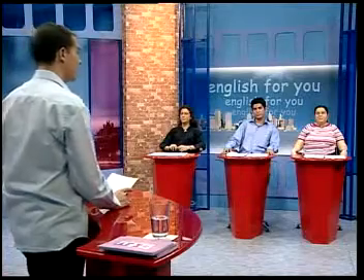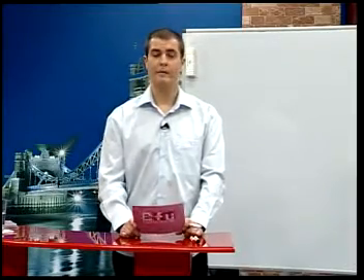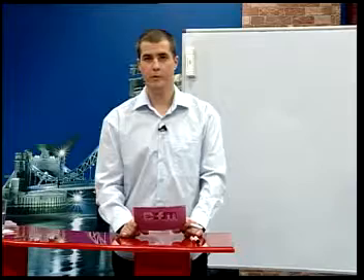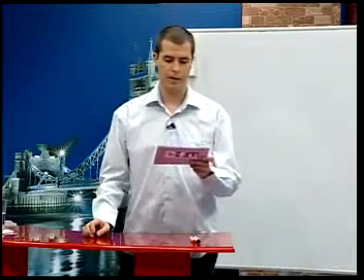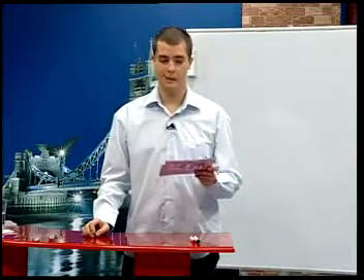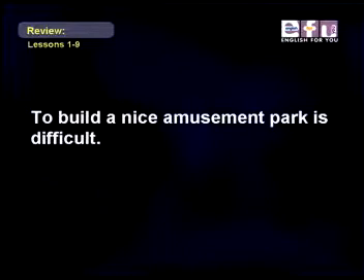And now let's look at infinitives. An infinitive is to plus the simple form of the verb. For example, to run or to go. They're used in many different ways, and here are some examples. An infinitive can be used as a subject. To build a nice amusement park is difficult.